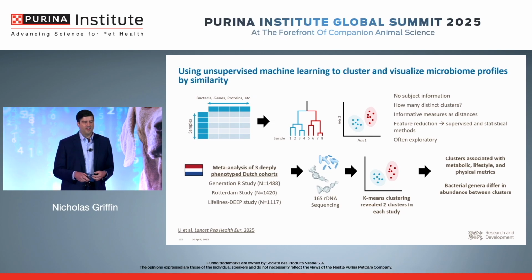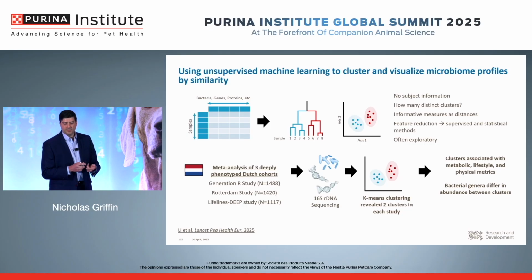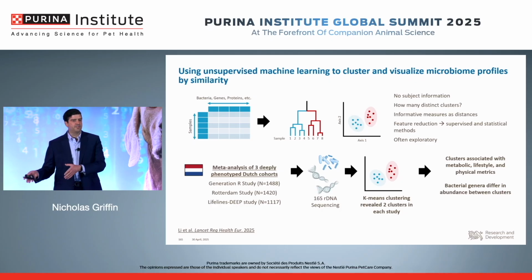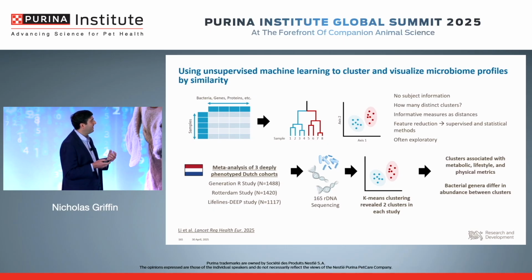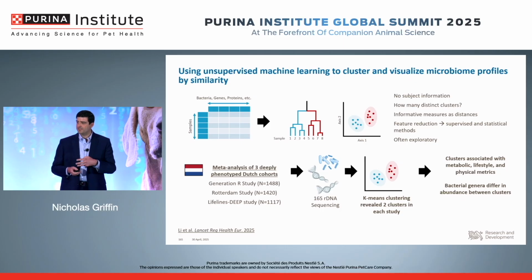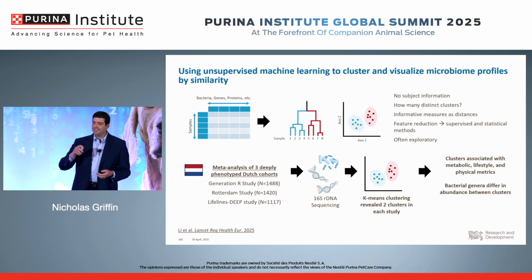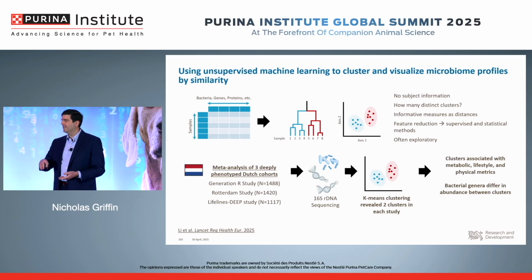How different are they? Can I take this big n-dimensional thing and reduce the number of features that I want to look at? This is typically done in an exploratory way, and then the results are fed into another analytical framework. But what these researchers did was that they took 3 very deeply phenotyped cohorts from Dutch studies, yielding, I think, 4,000 people, looked at 16S sequencing to identify the relative abundances of bacterial taxa, and they did clustering on each one of those independently.